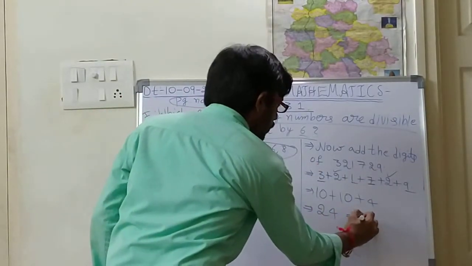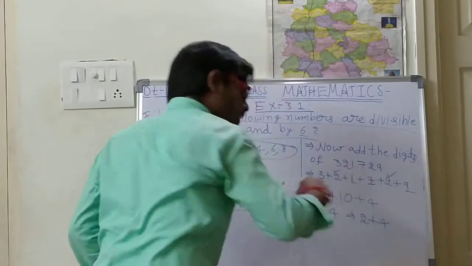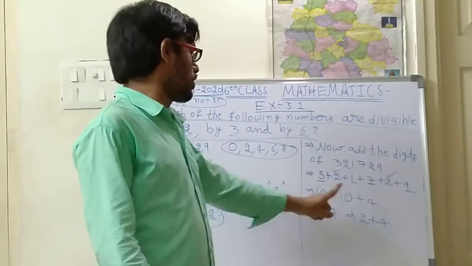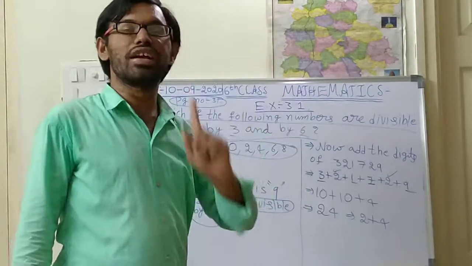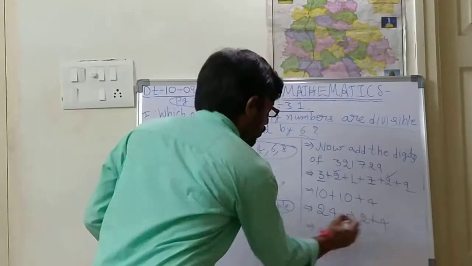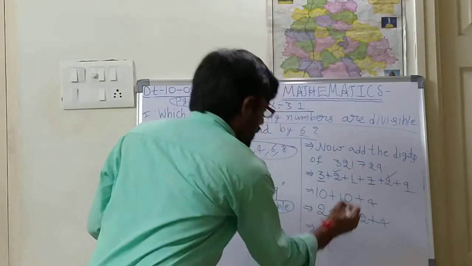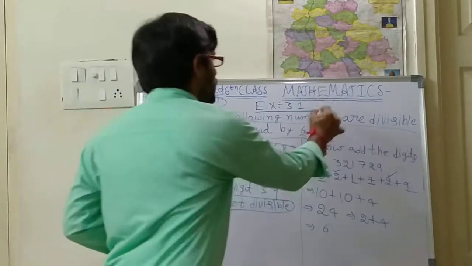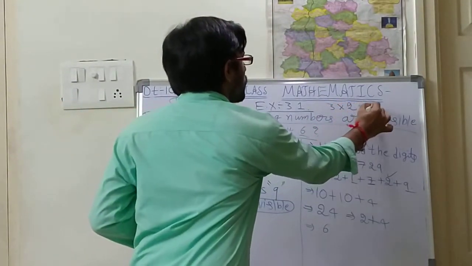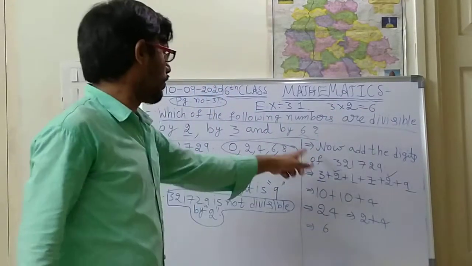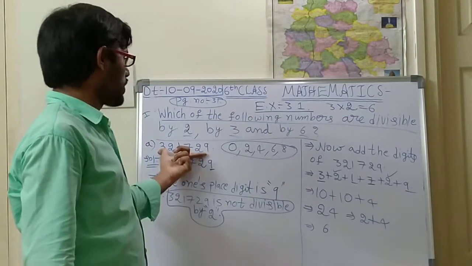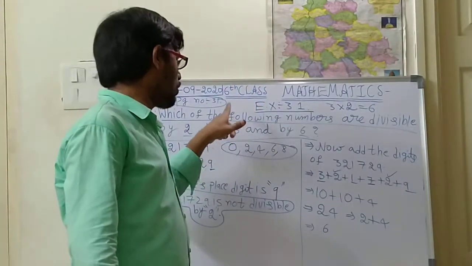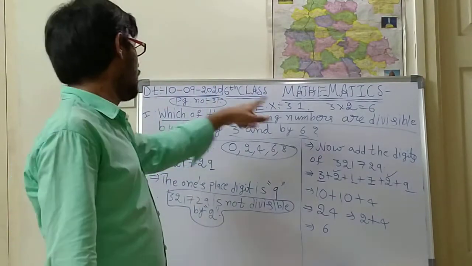Again, take 24 as 2 plus 4. Again you add the digits so that your final answer is a single digit number. So 2 plus 4 is 6. Is 6 divisible by 3 or not? Yes, 3 into 2 is equal to 6. So the number 3, 2, 1, 7, 2, 9 is divisible by 3. It is divisible by only 3, but not by 2 and by 6.